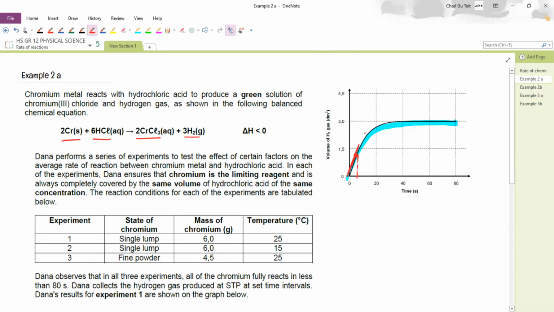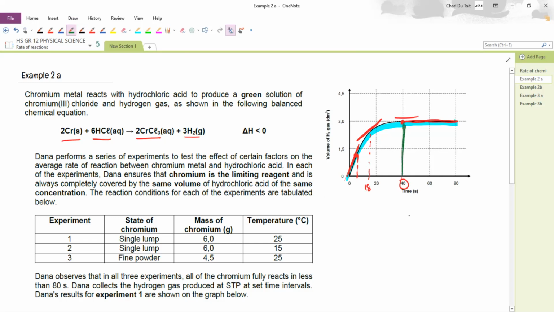So as the reaction progresses, the gradient becomes less steep. So here at around about 18 seconds, the gradient is not as steep anymore. It's becoming flatter. And then at 40 seconds, there isn't any gradient left. So there's no gradient. What does that mean after 40 seconds, do you think? You can also see that the volume of hydrogen gas after 40 seconds is not increasing. It stays at 3 cubic decimeters.